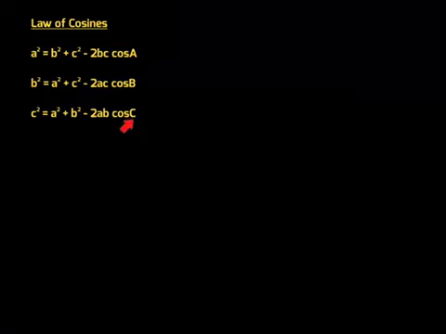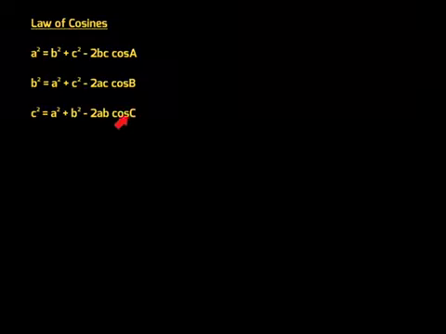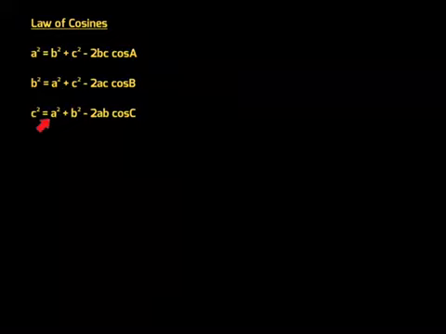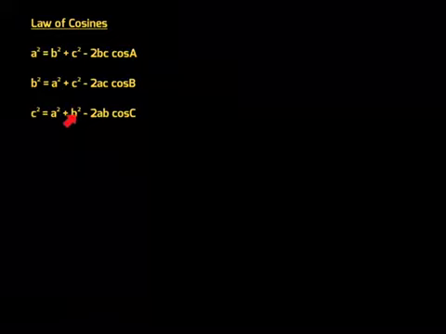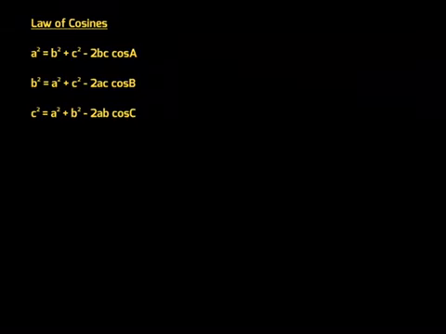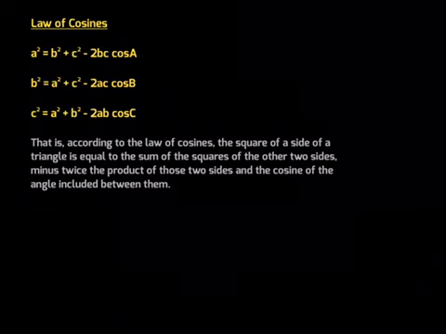I wanted you to notice something. If the angle C is 90 degrees, watch what happens. Cosine of 90 degrees is 0, and so this whole term goes away, and all you would be left with is c squared is equal to a squared plus b squared. Pythagorean theorem. Pretty cool, huh? Here I've also given you what the law of cosines says in words as well, just in case that's helpful. Okay, I think we're ready now to look at our first example.